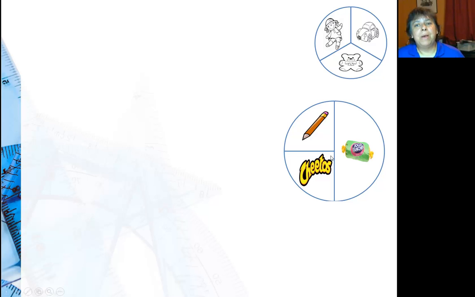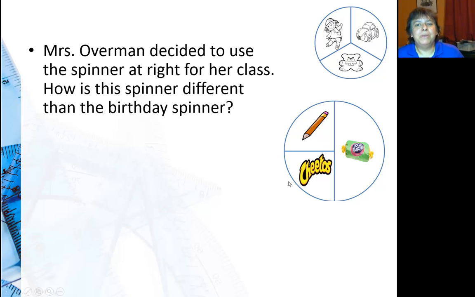Then I'm going to show a different spinner, and I would show this kind of spinner to my sixth graders. First of all, how is this spinner different from the birthday spinner? Well, you can see that not all the areas are the same size, right? So you might guess that I'm probably trying to give something away more often than something else. What would you think I was trying to give away more often?